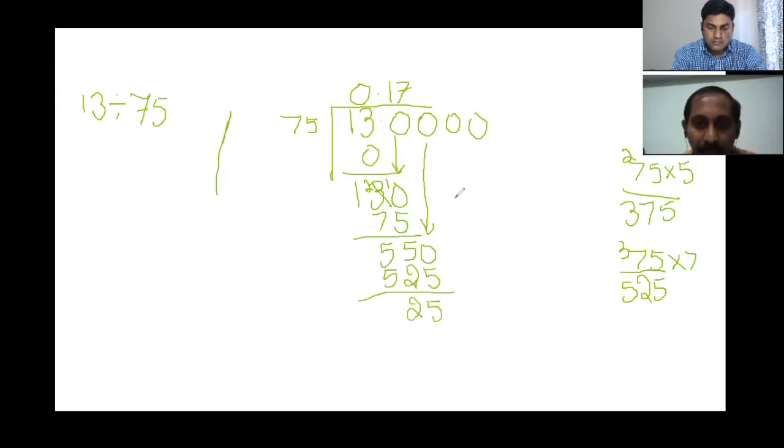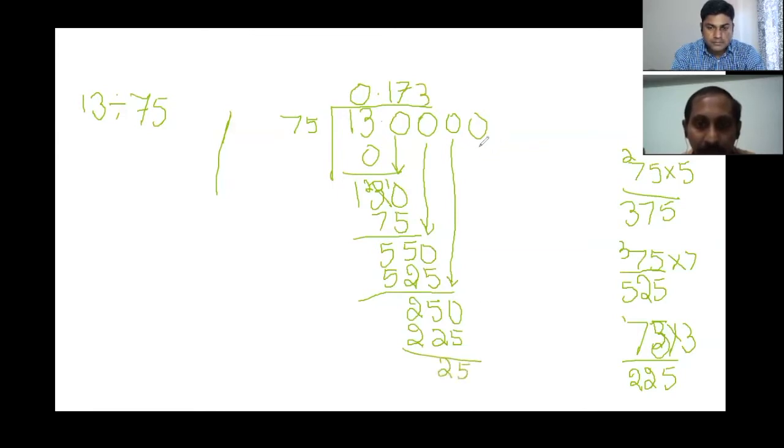Then let us bring the next 0 down, so we get 250. 75 into 5 is 375, which is bigger than 250. If you go one less, 75 into 4 will be 300, which is still bigger. So 75 into 3: 15, 21, 22, so 225. This is less than 250, so this will be 225 here. We get a 3 here, and the remainder is 25.